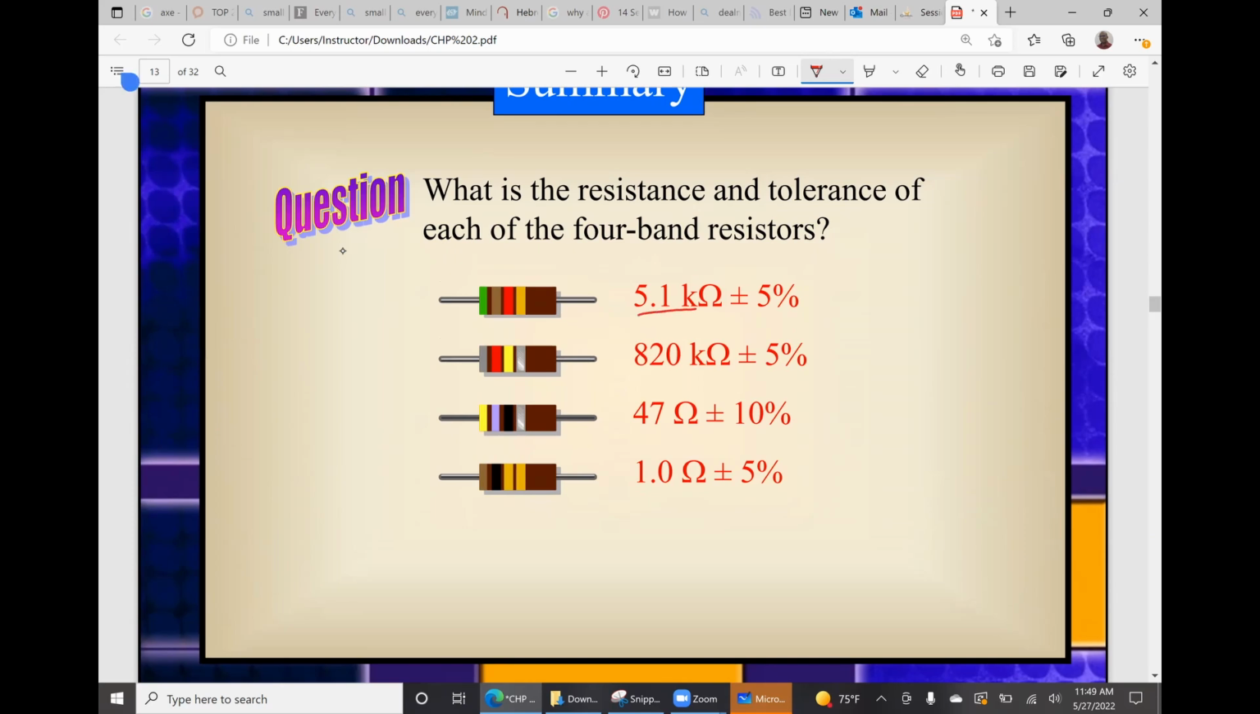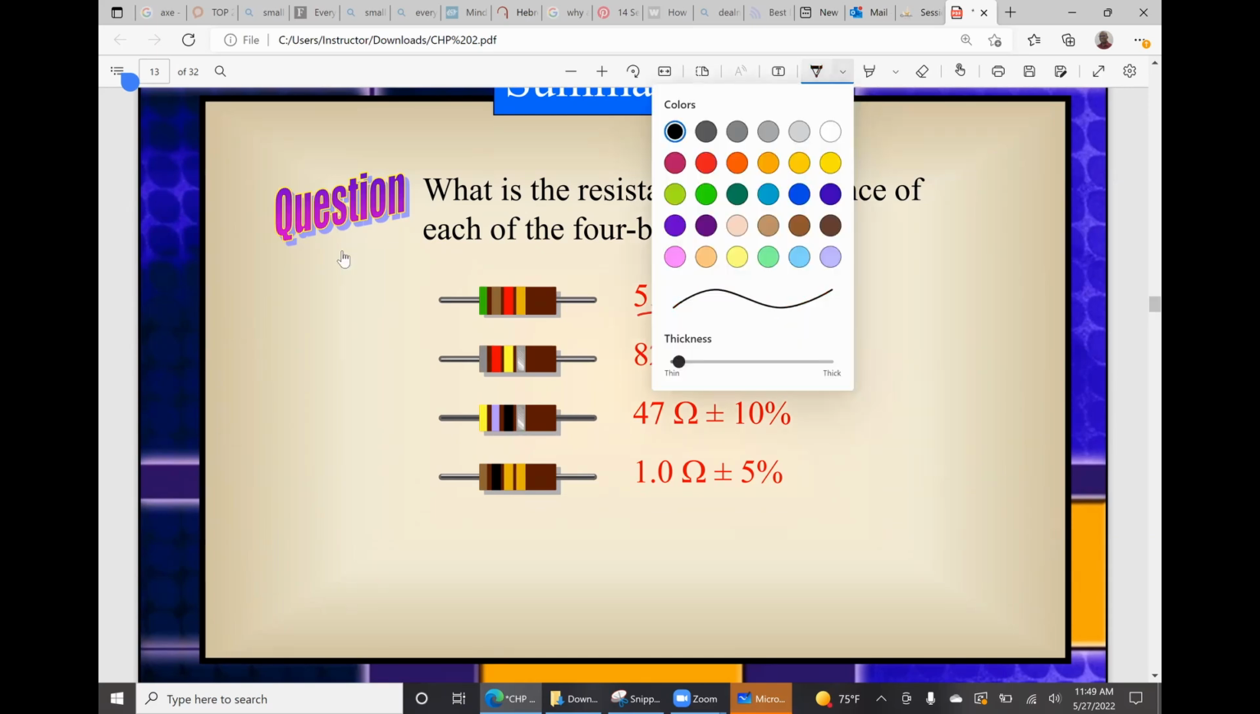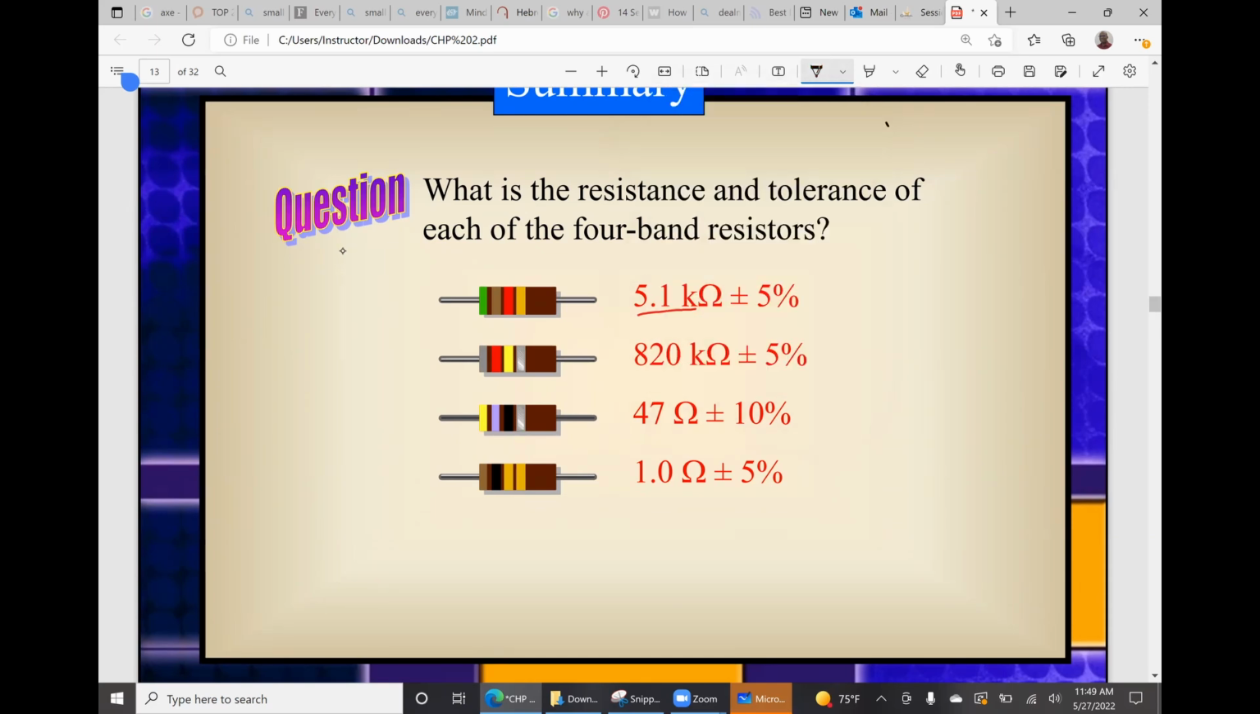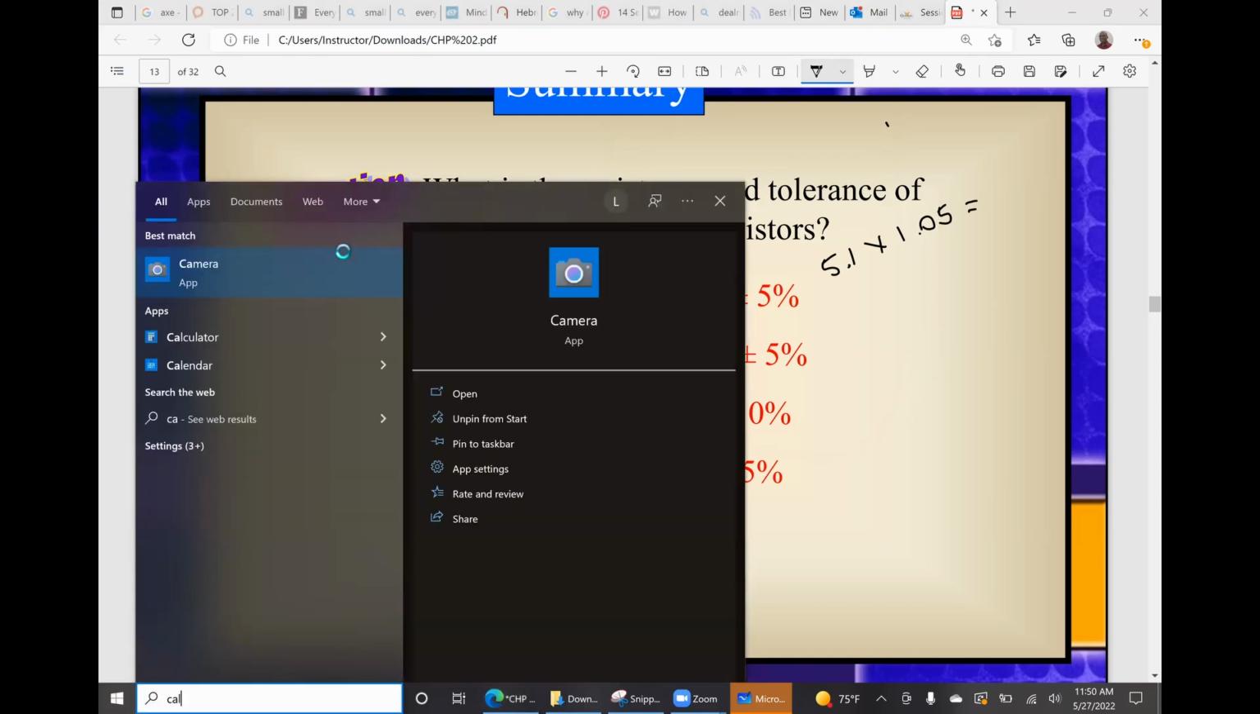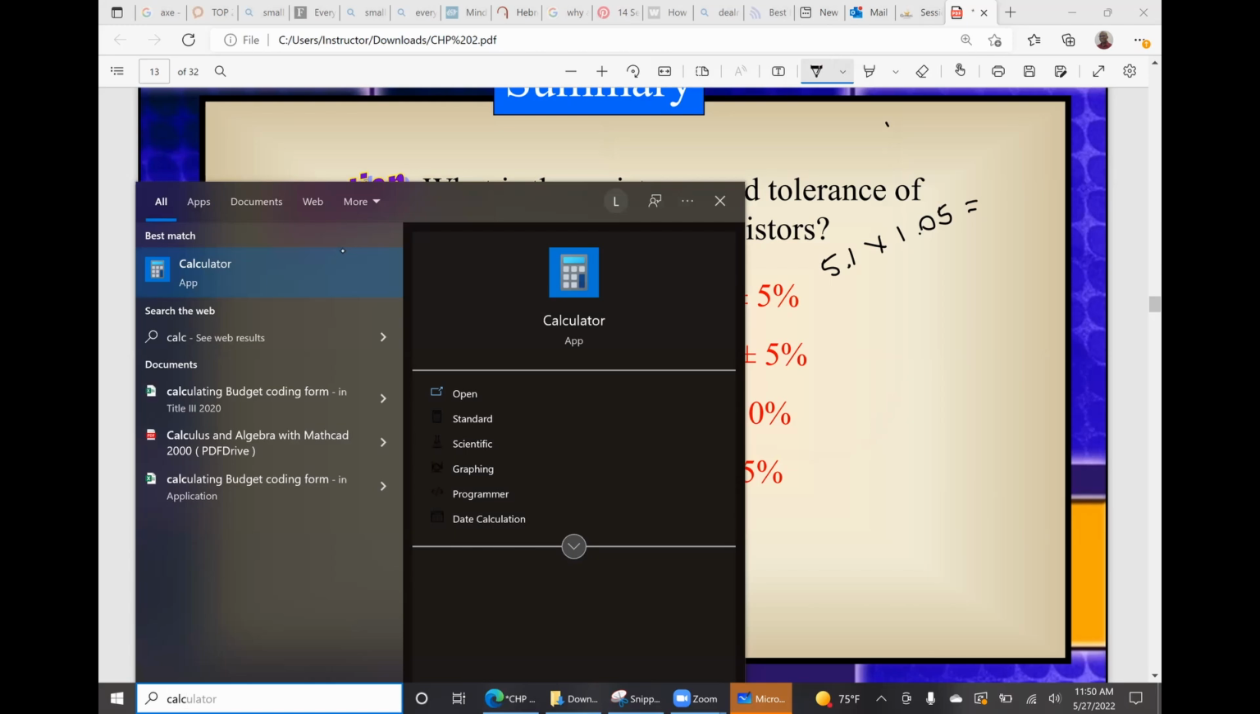So what does that mean? If you manufacture a 5.1k ohm resistor and the process has a tolerance of 5%, it means that if you measure this resistor, the resistance can be 5% higher or 5% lower than that value. Let's do this first example. So if I do 5.1k times 1.05. Now this 1.05 is the same thing as 105%.